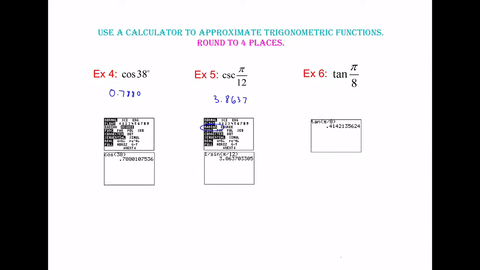8, make sure it's in parentheses, so you're taking tangent of that angle, and we get 0.4142. So that's how you use the calculator to approximate your trig functions. It's very important that you remember what mode you're in, or to check to make sure if you're doing degrees, you're in degrees. If you're doing radians, you're in radians.